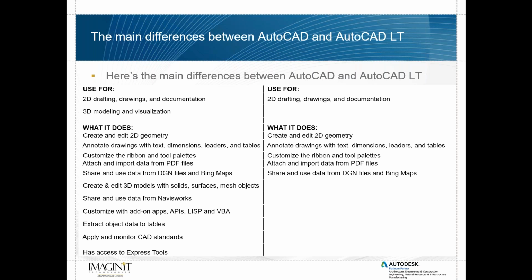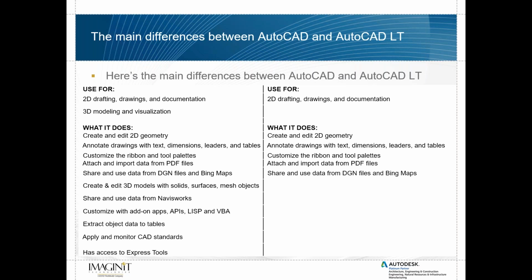What both can do: create and edit 2D geometry, and annotate drawings with text, dimensions, leaders, and tables. You can customize the ribbon and tool palettes. You can attach and import data from PDF files. You can share and use data from DGN files, which are MicroStation files, and Bing maps. In one of the previous webinars, I covered how to use the geolocate function so that you can bring aerial maps into your projects.